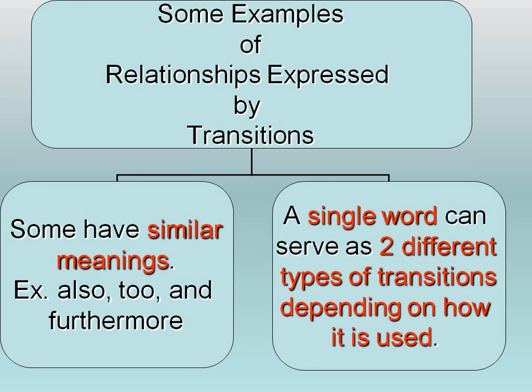Some transition words have similar meanings. For example, also, too, and furthermore all signal the relationship of addition or listing. Sometimes a single word can serve as two different types of transitions, depending on how it is used. For example, the word since can reveal time order, or it can signal a cause.